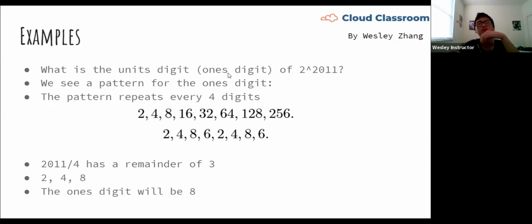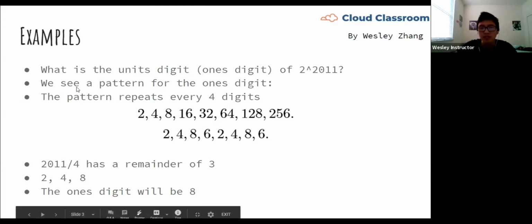Here's some examples. So what is the units digit, ones digit, of 2 to the 2011th power? So we see a pattern for the ones digit. The pattern repeats every 4 digits. So here we have 2, 4, 8, 16, 32, 64, all powers of 2. And when we just focus on the units digit, we see this pattern, 2, 4, 8, 6, 2, 4, 8, 6, and this repeats again and again.